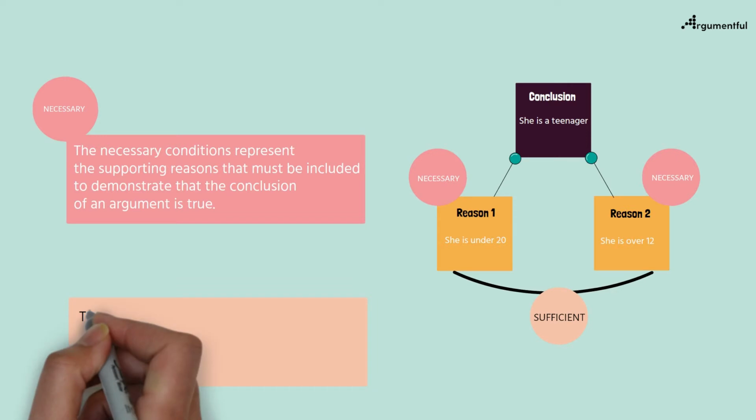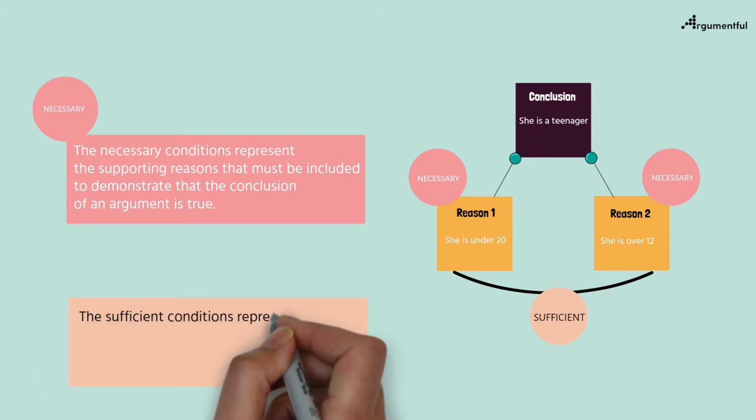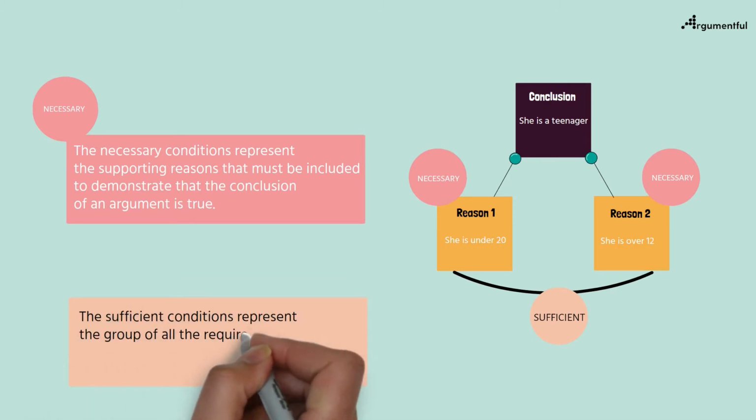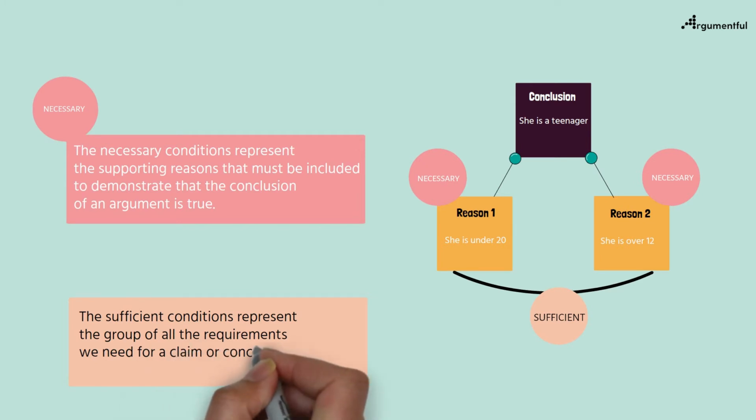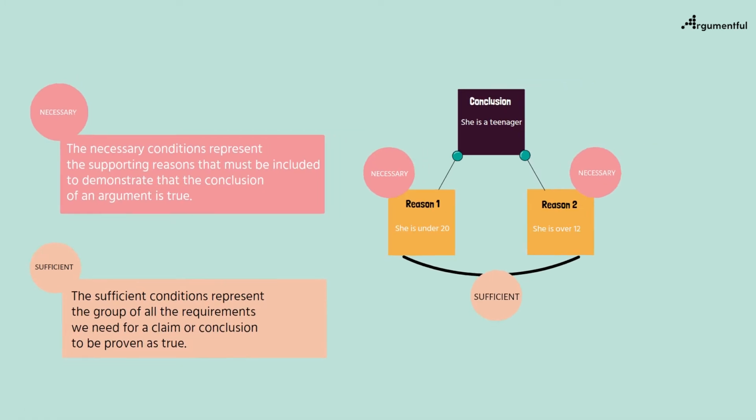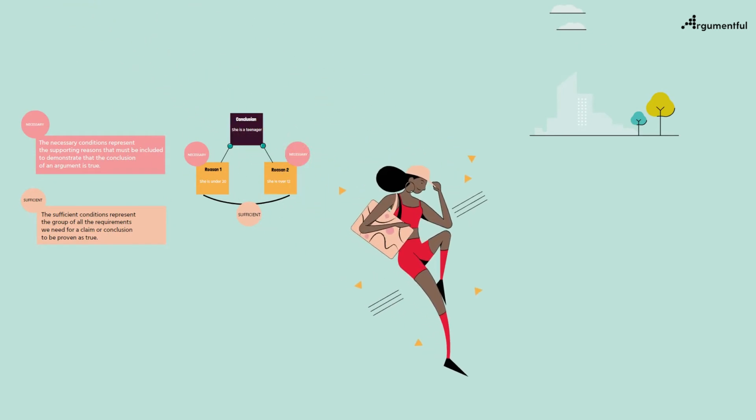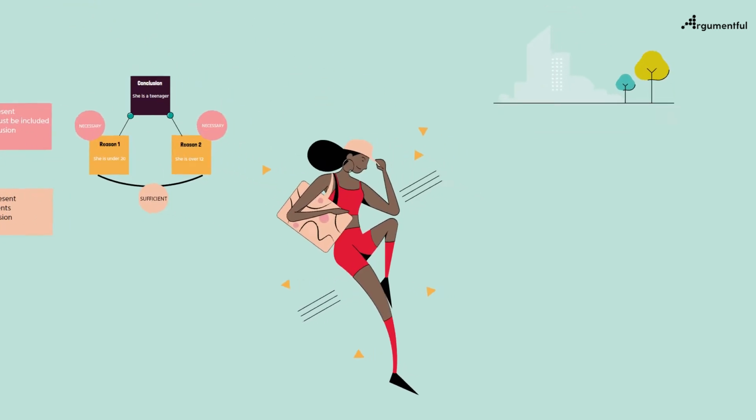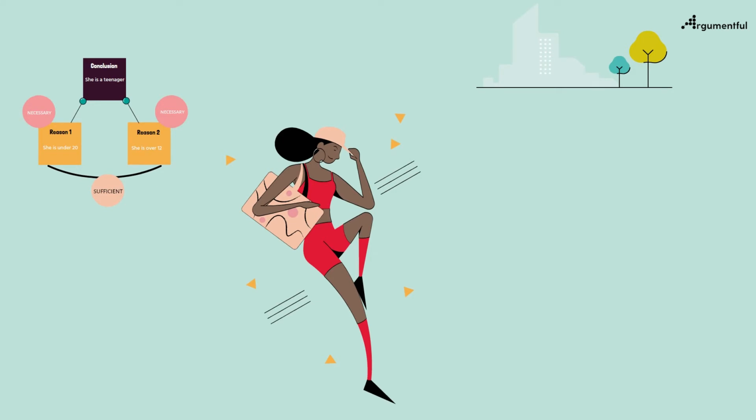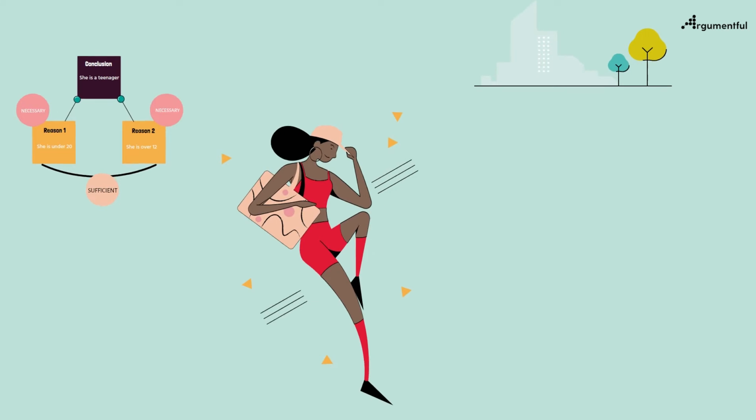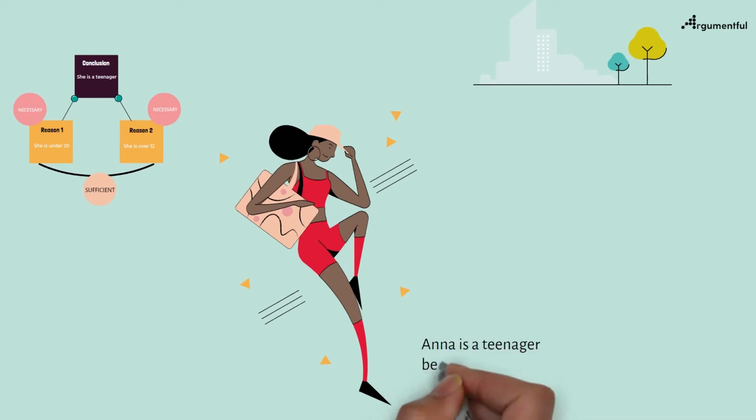The sufficient conditions represent the group of all the requirements we need for a claim or conclusion to be proven as true. When checking the necessary and sufficient conditions to see if the argument holds, it is helpful to assess the argument by rephrasing the conditions. For example, Anna is a teenager because she is over 12.